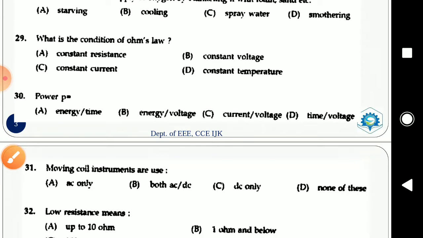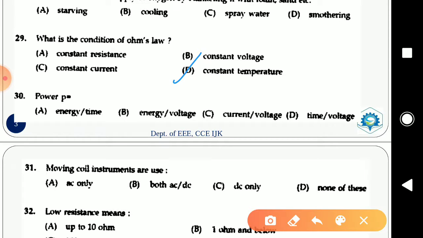What is the condition of Ohm's law? We all are familiar with this particular law, Ohm's law. Current is directly proportional to voltage, and over here the condition is option D. That is, you need the constant temperature.